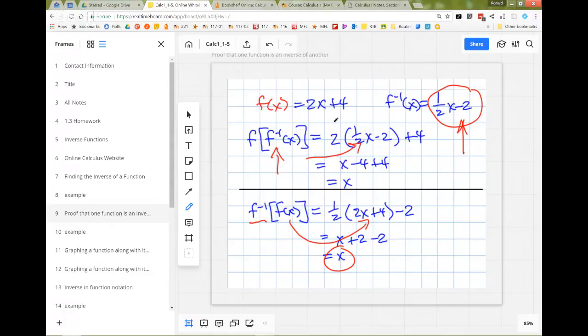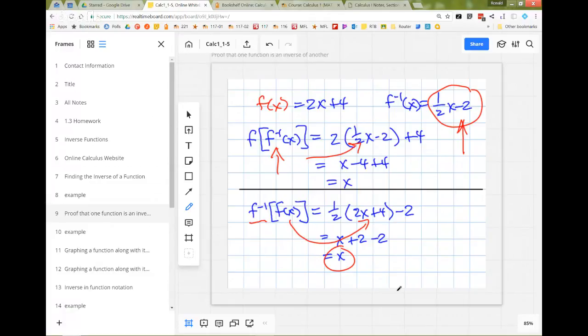So 2 times this whole thing, 1/2 x minus 2, plus 4. And when you work it out, you first do the distributive property, and you get x. By the way, when you compose a function with its inverse, you should get x. It also works in reverse. If you do f inverse of f of x, this time you're using the 1/2 x minus 2 as your model, and you're plugging 2x plus 4 in.